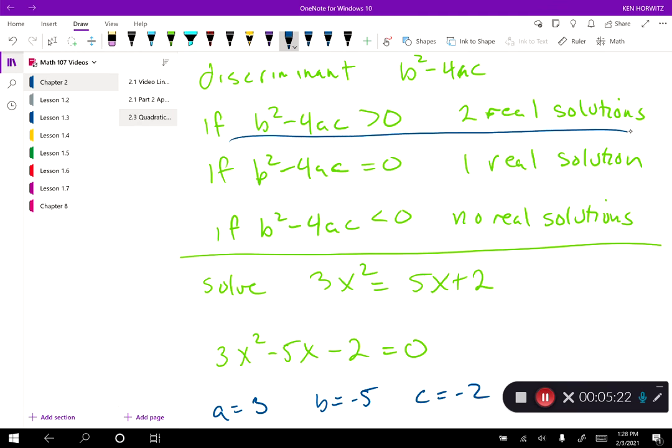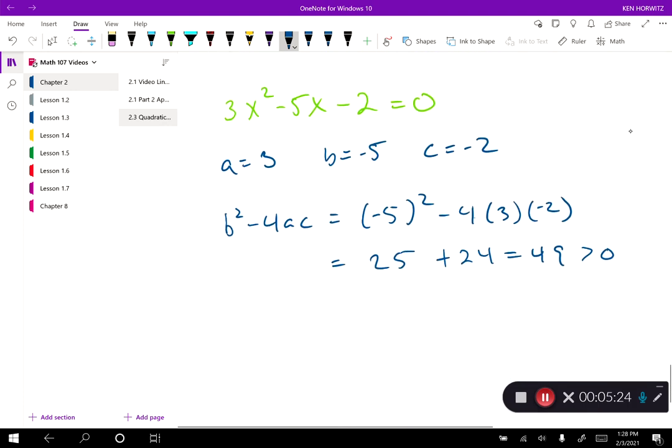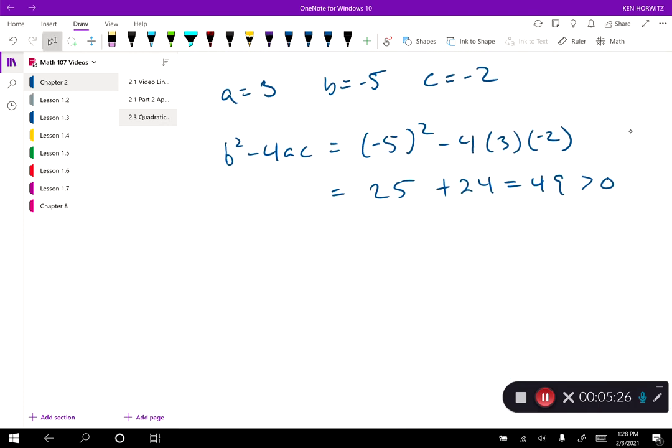All right, so now let's use the discriminant I just got to say x equals, so negative b is 5 plus or minus the square root of 49. I don't need to redo the discriminant, I already did it. Divided by 2 times 3, which is 6.